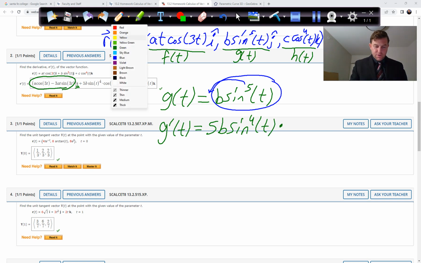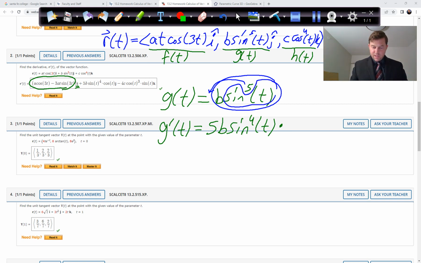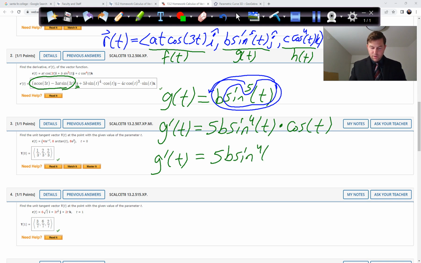Times, now I have to do the derivative of the inside. So the inside function is just sine of t. The derivative of sine is cosine, so this would be cosine of t. And if we write this, we'll just push these together and we'll get 5b sine to the 4th t cosine t. And that should be right here. So you can see in front of the j term, we have that 5b sine t to the 4th times cosine t.